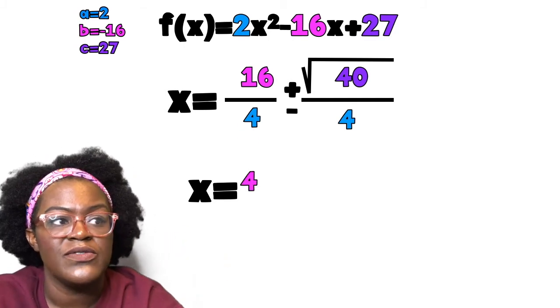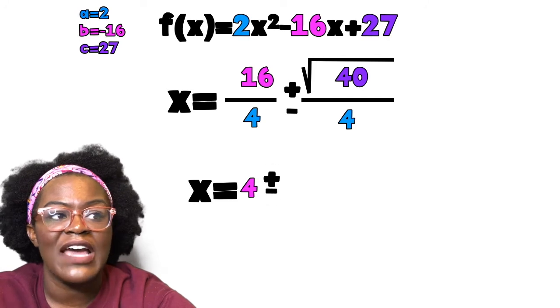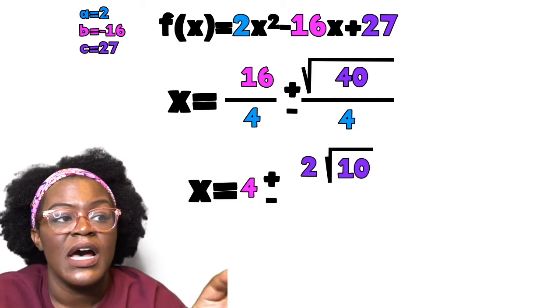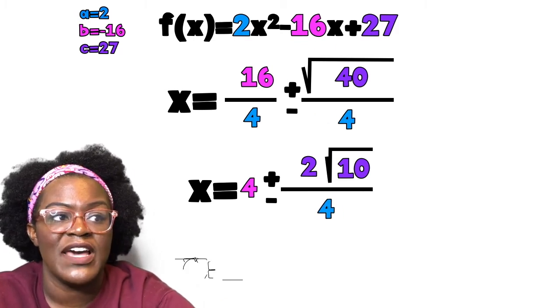So 16 over 4 equals 4. And then don't divide 40 by 4. Simplify the square root of 40 first. So 2 square root of 10 over 4. And then I can simplify the 2 over 4.